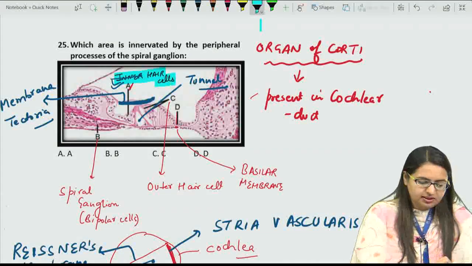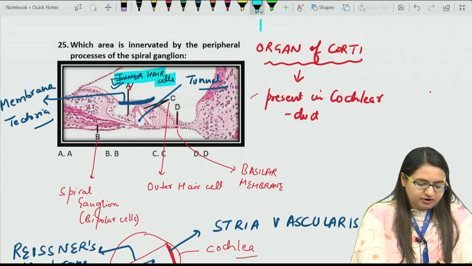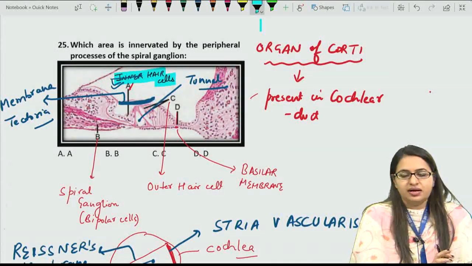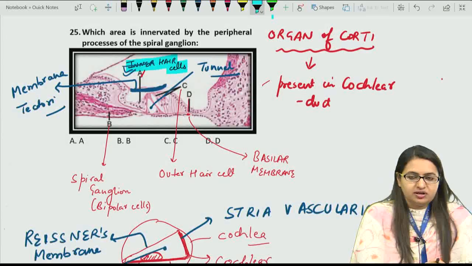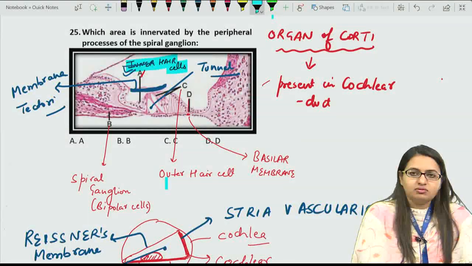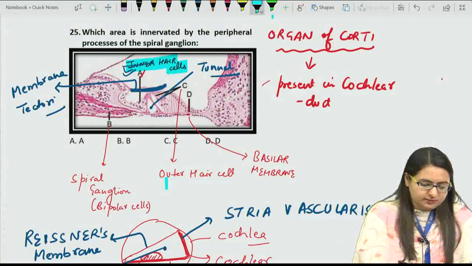So inner hair cells, these are the chief cells, and the fibers from the inner hair cells go towards the spiral ganglion and end on the myelinated neurons, which form 80 to 90% of the fibers of the cochlear nerve, and the rest are formed by the outer hair cells. So the main sensory receptors for hearing are the inner hair cells.